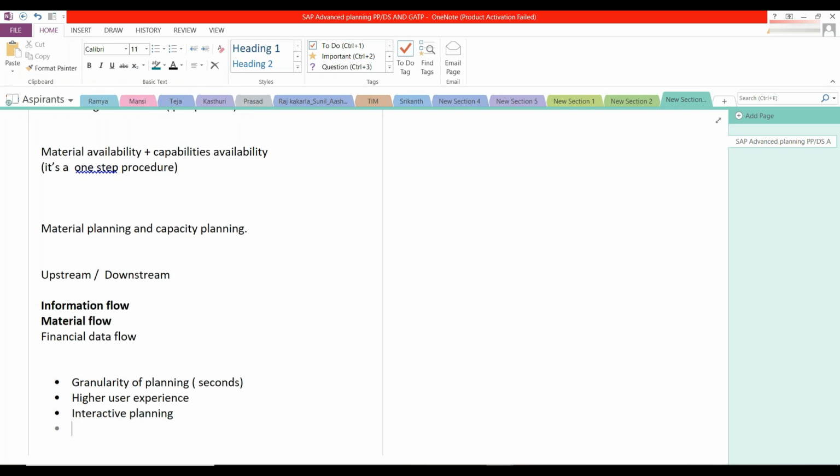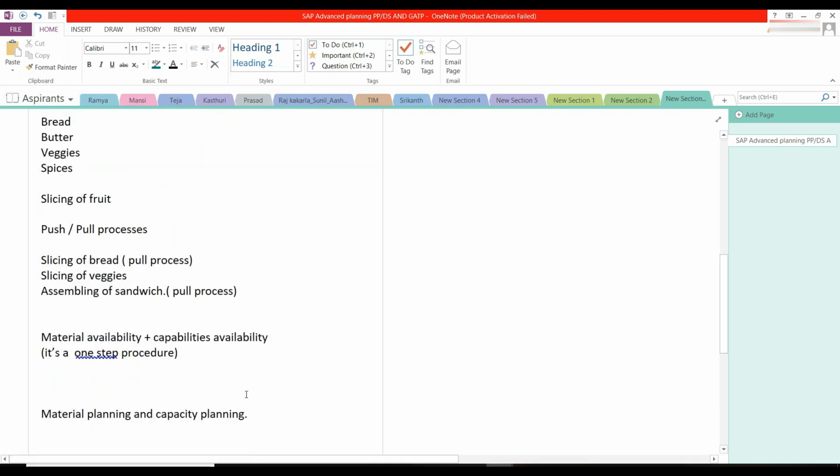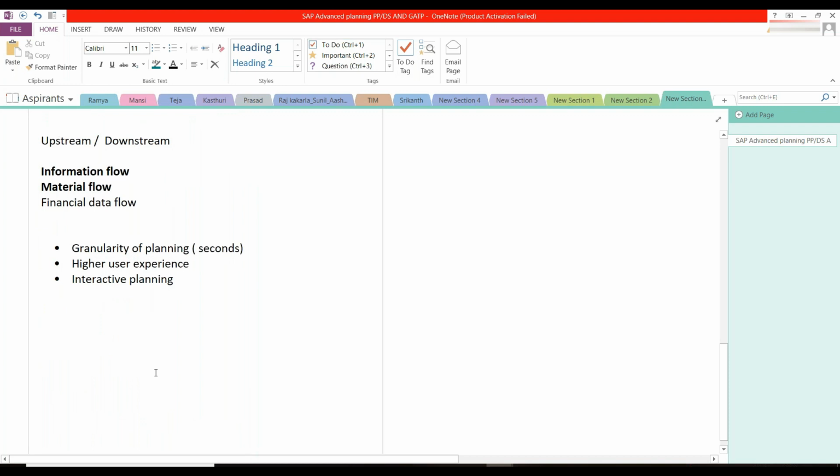Okay, so coming to the scope of PPDS. As a client, I see there are three different horizons of my planning: statistical, or tactical, or operational. I have different horizons in which I'm trying to do my planning, right? So any thoughts on this?